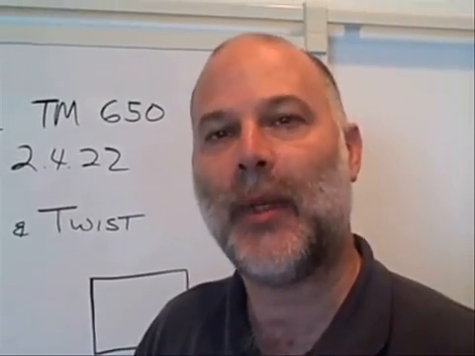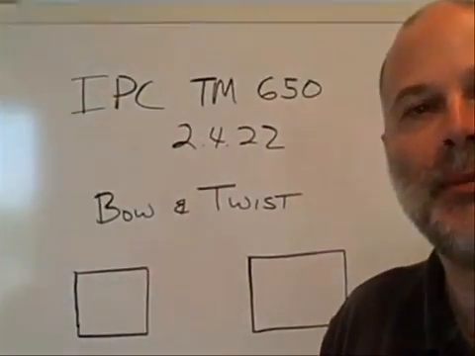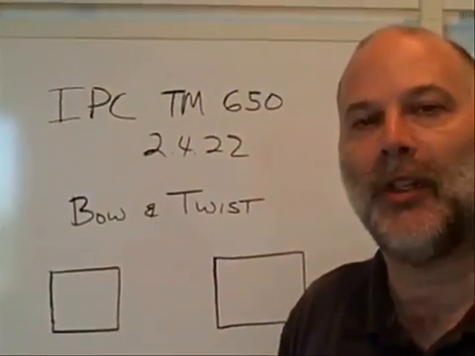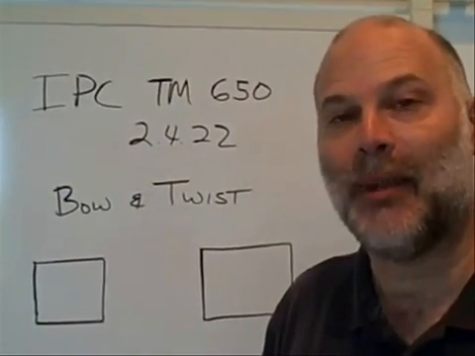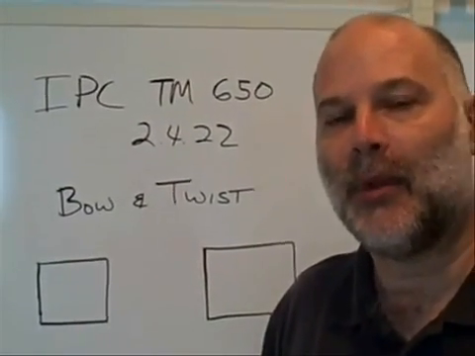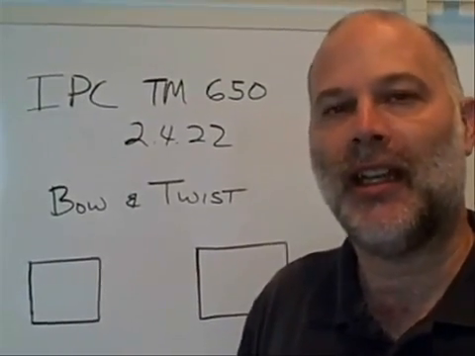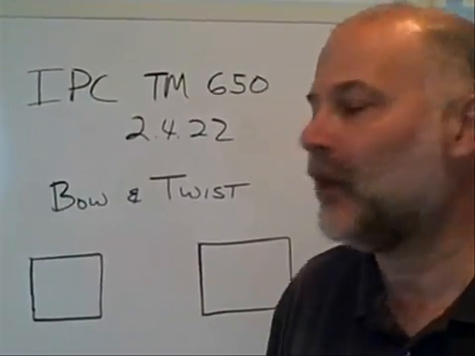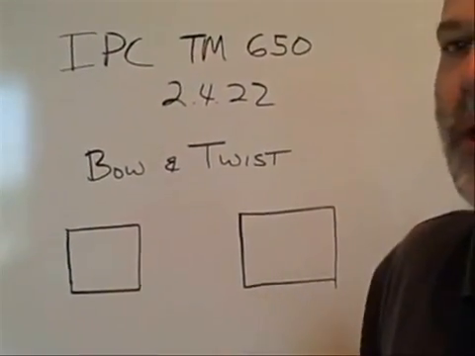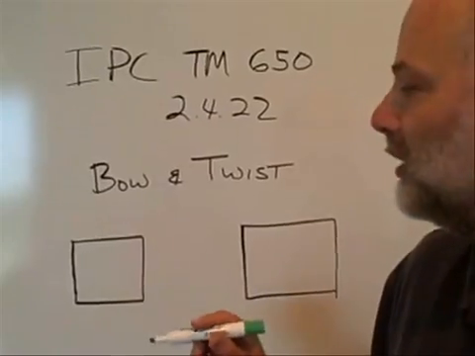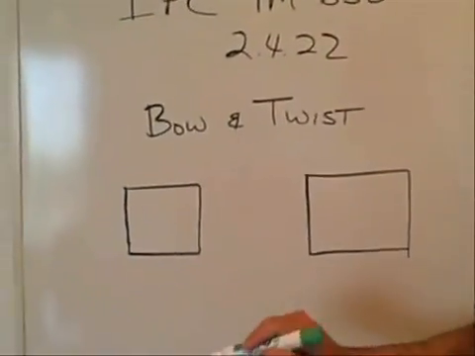of the Week. This week's question is related to bow and twist, IPC test method TM650 2.4.22. This test method has been around for many years. We still get some recurring questions every now and then, or some confusion, and I thought we would do this week's question. What we're going to be talking about is the difference between bow and twisted printed circuit boards, and looking at why there's some confusion in the twist test methods.